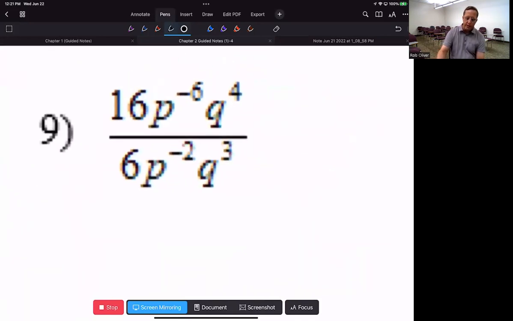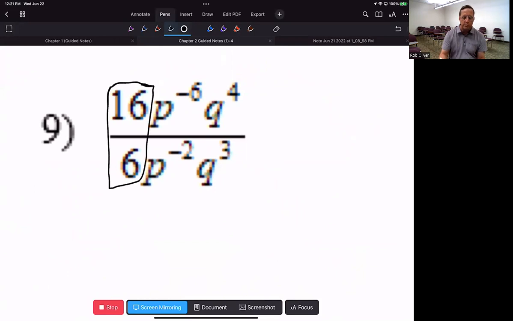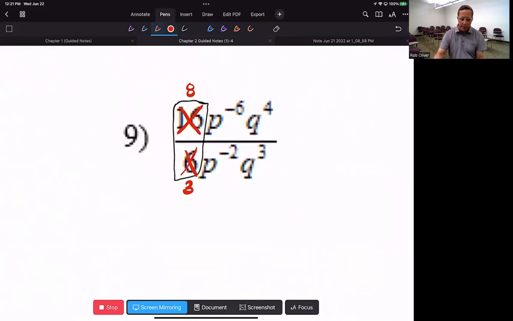All right, for number 9, now this is our first example where we have some simplification that can go on with the coefficients. You've got 16 and 6 right here, meaning that you can divide those by a common factor. The greatest common factor of 16 and 6 is 2. So you divide 16 by 2, that becomes an 8. You divide the 6 by 2, that becomes a 3. Okay, so we took care of those.